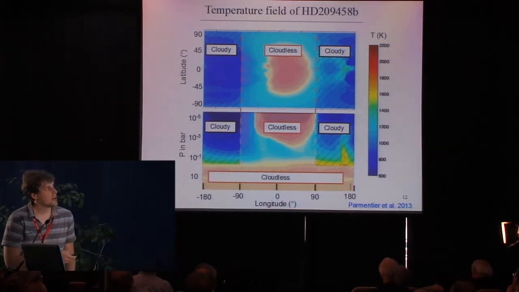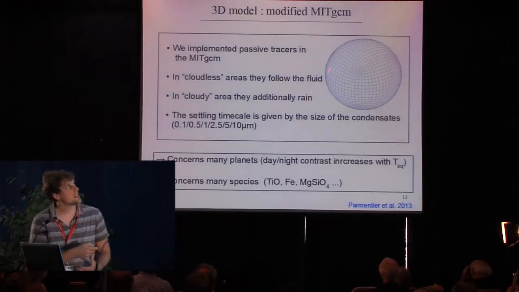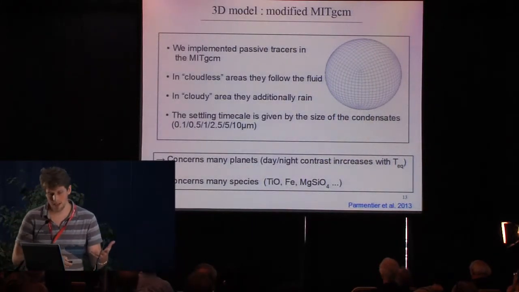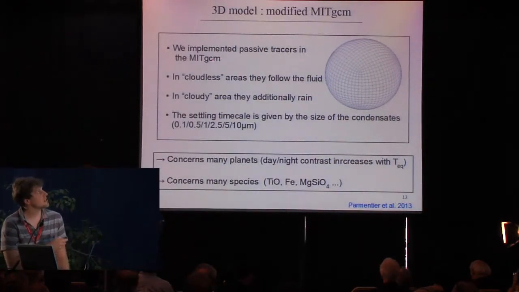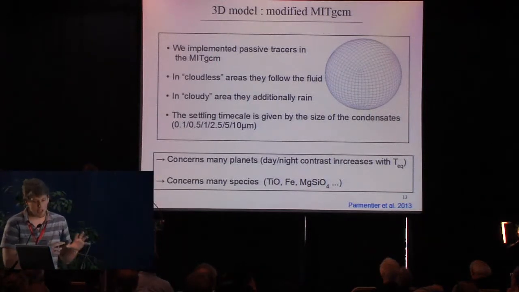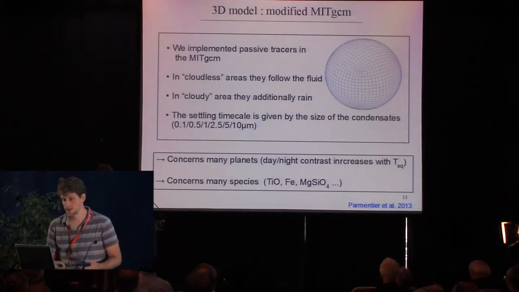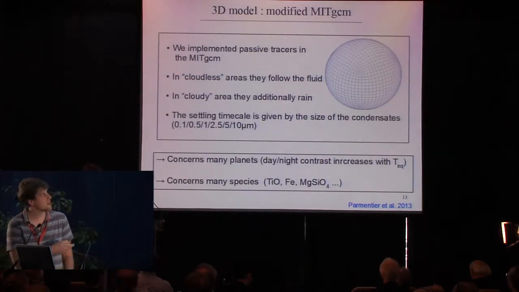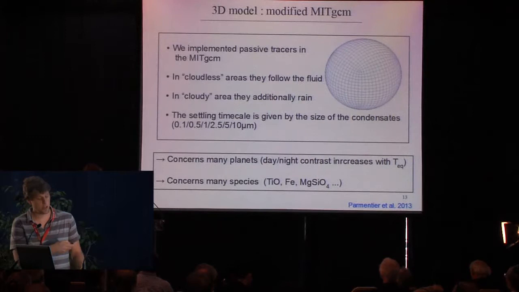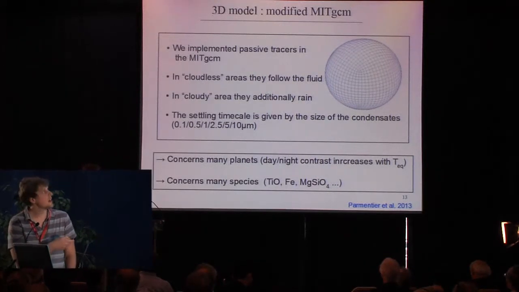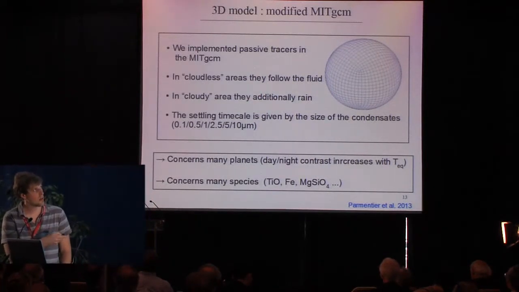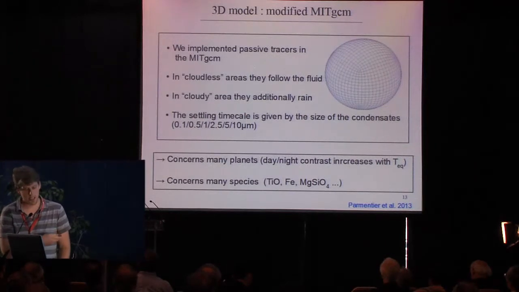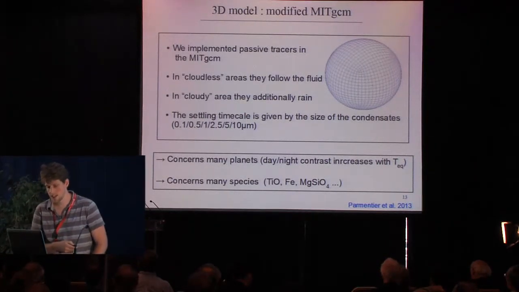So we actually use the MIT GCM and modify it by implementing passive tracers in the GCM. In the cloudless areas, the passive tracers just follow the fluid. In the cloudy area, where my chemical species is supposed to rain, they additionally have a settling velocity that is done to mimic the rain. And the settling time scale is given by the size of the condensate.